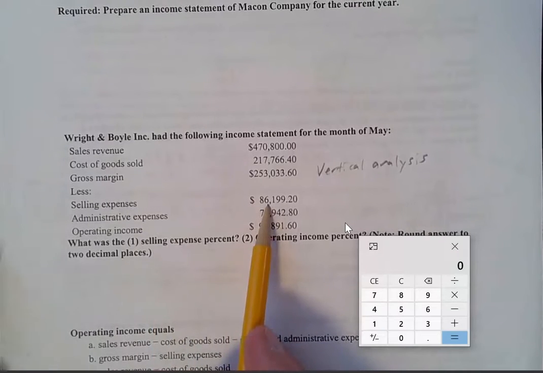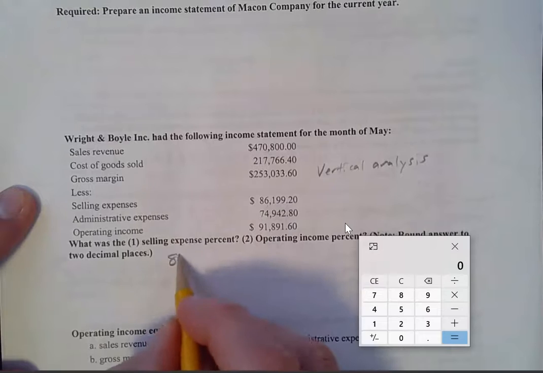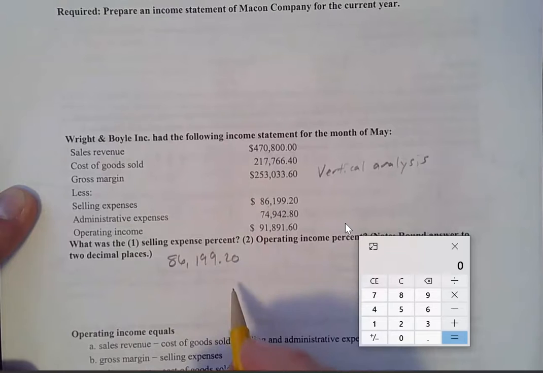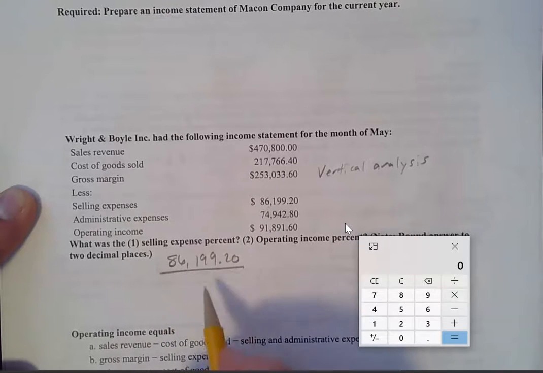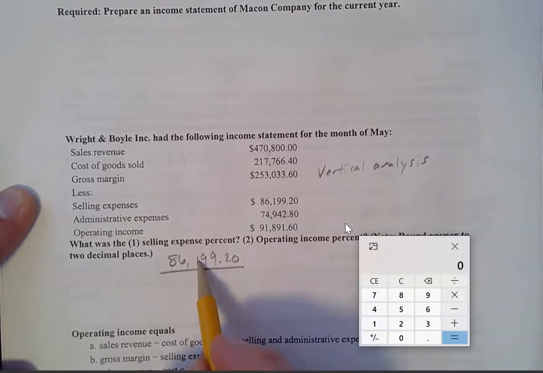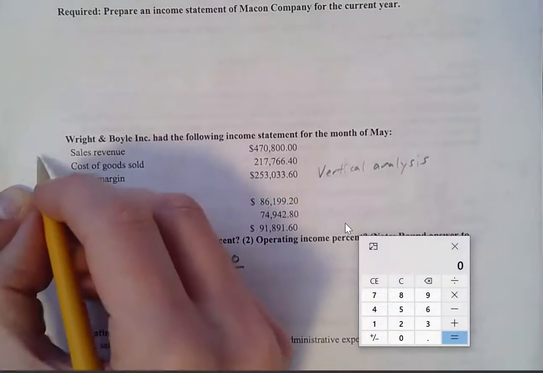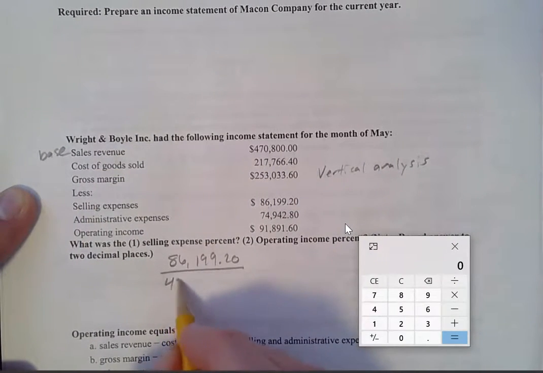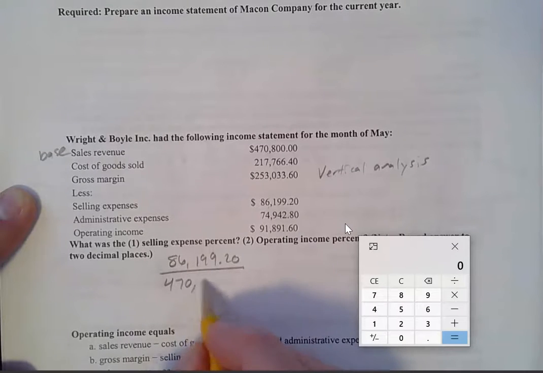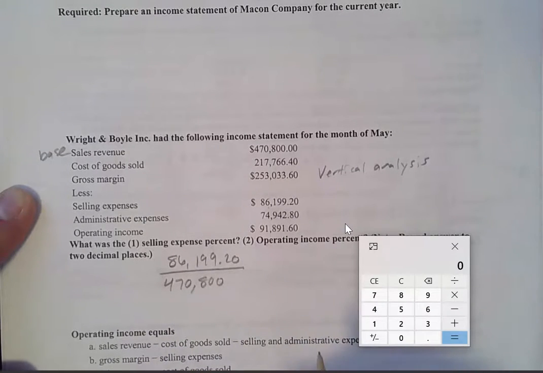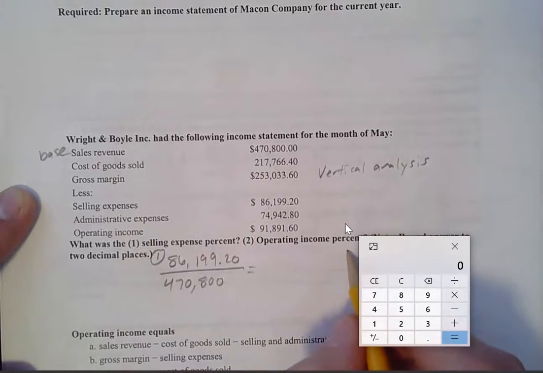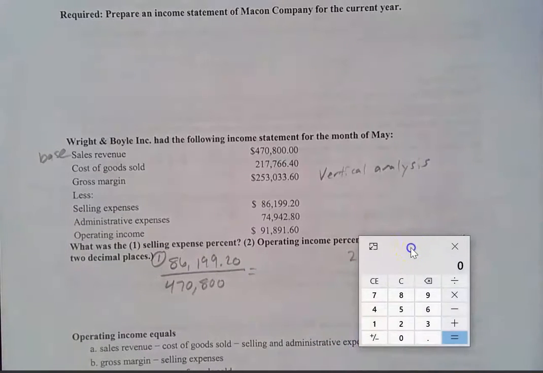So all they're really asking us to do here, selling expense percent, well, they've given us the selling expenses as 86,199.20. And so whatever they're asking for, that's always going to be our numerator. And our base is always going to be sales revenue. So no matter what they ask us for, our denominator is going to be the same. And I'm actually just going to go ahead and set this up. Let me move this calculator out of the way.